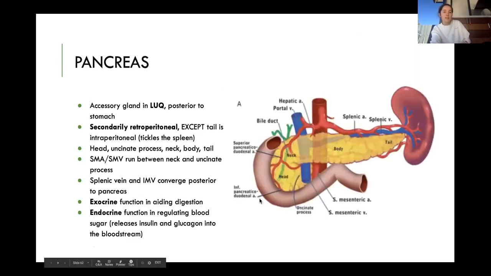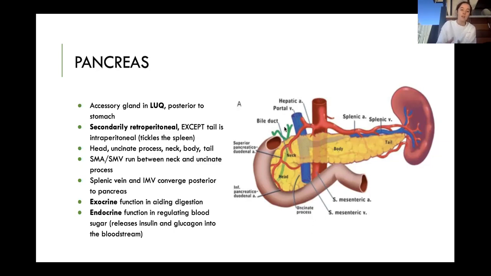So your pancreas, this is the left upper quadrant posterior to the stomach, and it's secondarily retroperitoneal except for the tail, and you remember it like the tail tickles the spleen, and the spleen is intraperitoneal. And it's got your head, your neck, your body, your tail, and your uncinate process hidden in here. And it's an important anatomical relationship that your SMA and SMV run through it.